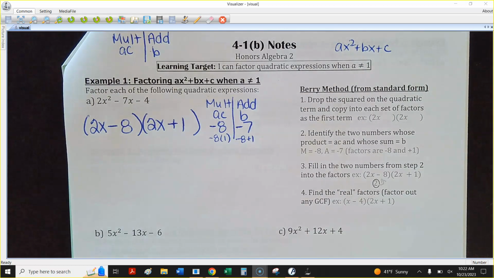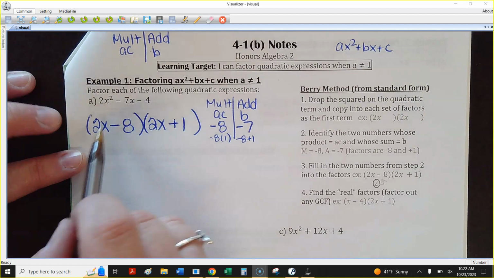Now, if I FOIL this back out, it should give me the original problem, and you're looking and you're going, wait a minute. 2x times 2x is not 2x squared, it's 4x squared. So the way this method works, it's just a little trick. One or both of these is not the real factor. What you want to look for inside your parentheses, if the two terms have anything in common, then we're going to just disappear that out. It's a little trick to the method.